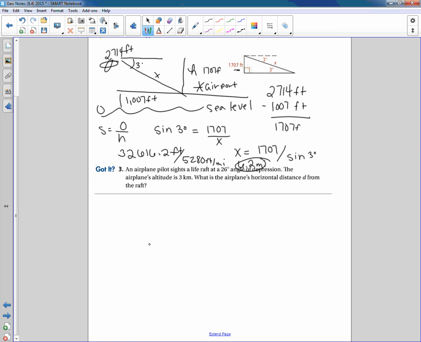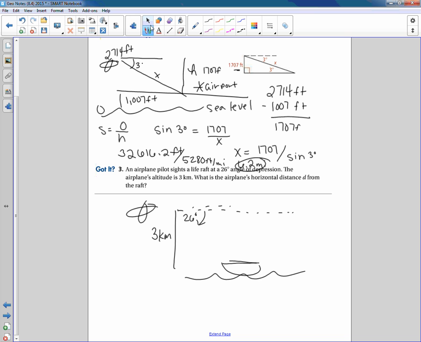the got it problem here. We now have another airplane, okay, and the airplane is going to spot a lifeboat, okay. So we want to see exactly how far the lifeboat is. It looks like the airplane is about 3 kilometers in the air. Okay, this would be the horizontal line for the airplane, would be this way. And we're going from the airplane down, so that's going to be angle of depression. And it looks like the angle of depression is 26 degrees.